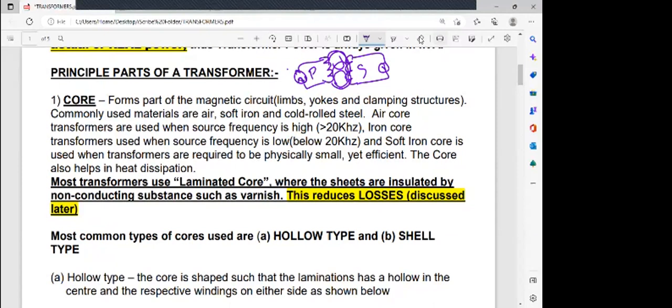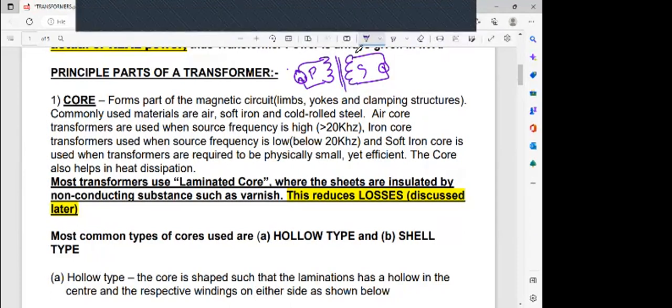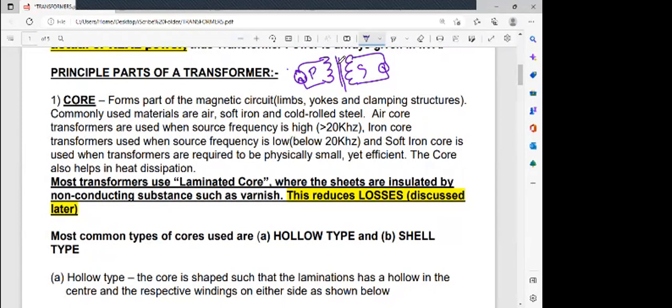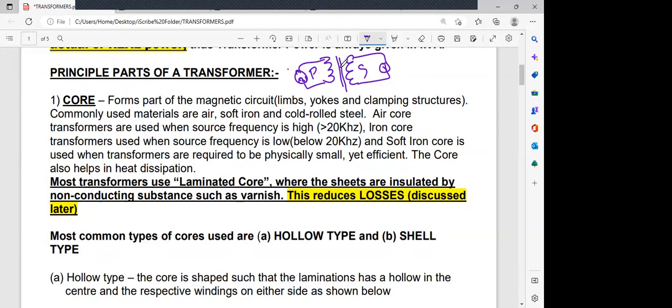Okay, therefore, in order to make it as efficient as possible, if you've seen the symbol of a core, the symbol of a core is by these two parallel lines. What is this core doing? It is generally made up of ferromagnetic material. When you say ferromagnetic material, it means whatever the lines of force over here, they are going to be also induced into this core, which is going to strengthen these lines of force, electromagnetic lines of force.